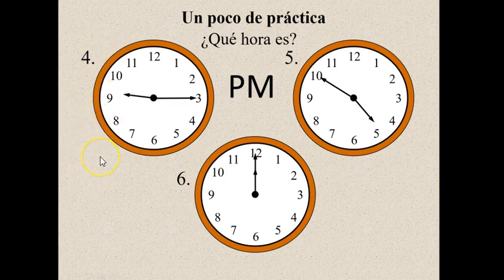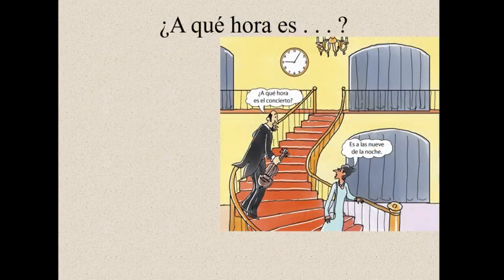Número 4. 9:15. Son las 9:15 de la noche. Número 5. Son las 5:10 de la tarde. This is 12 p.m., so this would be es mediodía. Or you could say son las 12 en punto de la tarde.